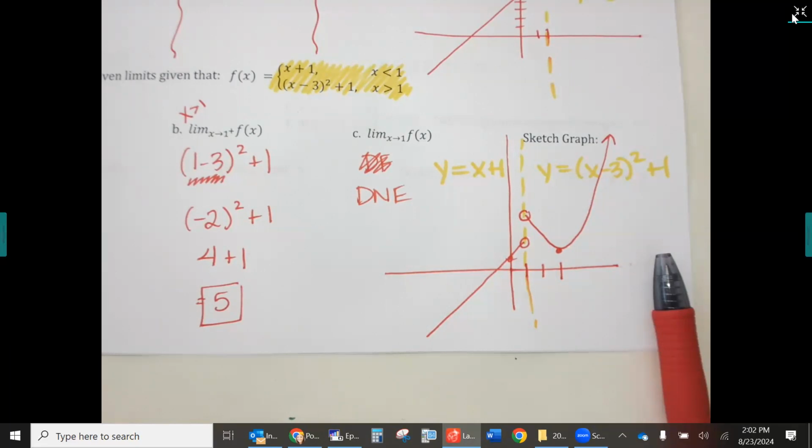Absolute value, don't be positive and you're negative zero. So absolute value will just be 4 and then change.